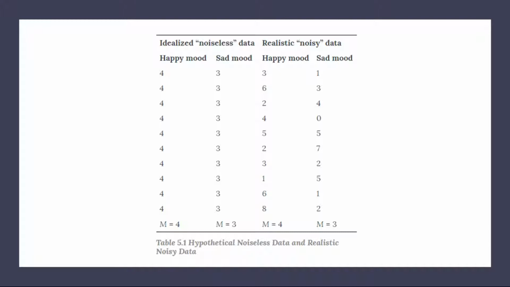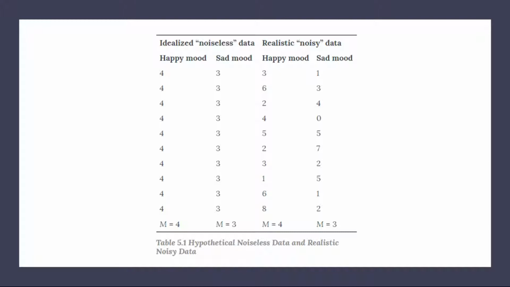The 2 leftmost columns of Table 5.1, which is shown, show what the data might look like if there were no extraneous variables and the number of happy childhood events participants recalled was affected only by their moods. Every participant in the happy mood condition recalled exactly 4 happy childhood events, and every participant in the sad mood condition recalled exactly 3. The effect of mood here is quite obvious.